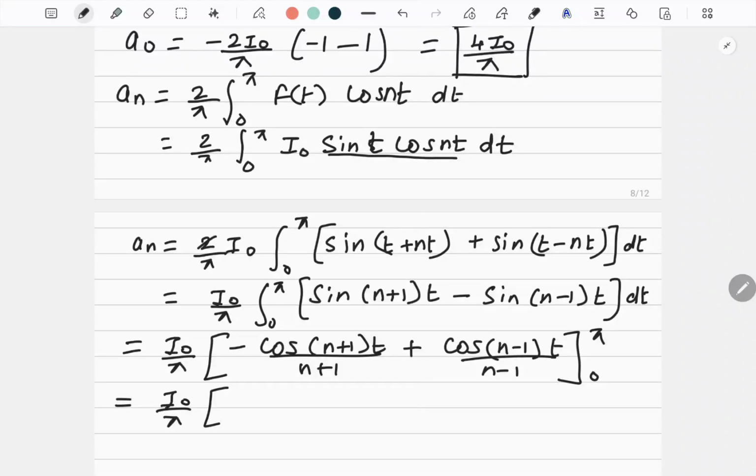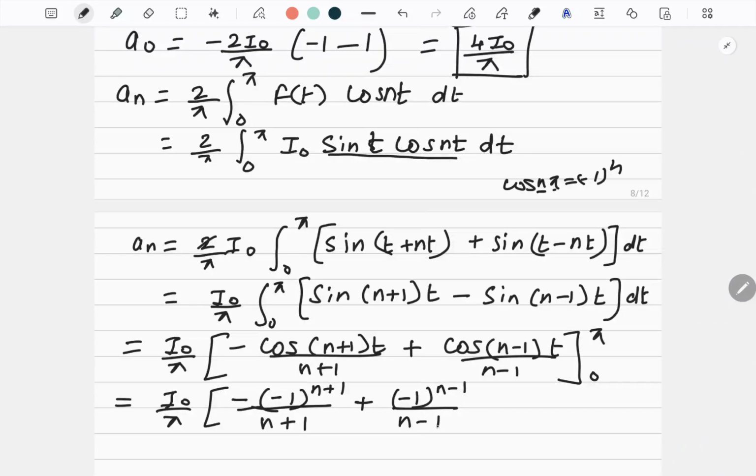Now let me put the limit. Since both the terms are cos, I'll get the values. So minus cos n plus 1 pi. So n plus 1 pi means what? Cos n pi, I know that cos n pi is equal to minus 1 to the power n. So whoever is sitting with pi goes in the power. So minus 1 to the power n plus 1 upon n plus 1, plus minus 1 to the power n minus 1 upon n minus 1. Minus, let us put 0. Cos 0 is 1. So minus minus first becomes plus 1 upon n plus 1. Minus, when you put 0, 1 upon n minus 1.